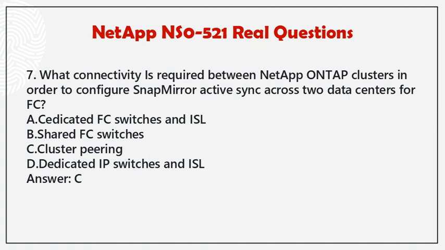7. What connectivity is required between NetApp ONTAP clusters in order to configure SnapMirror Active Sync across two data centers for FC? A. Dedicated FC switches and ISL. B. Shared FC switches. C. Cluster peering. D. Dedicated IP switches and ISL. Answer: C.